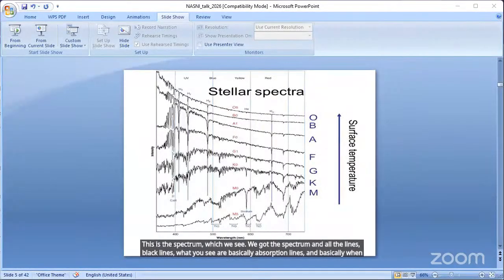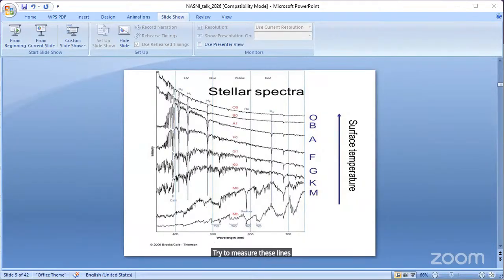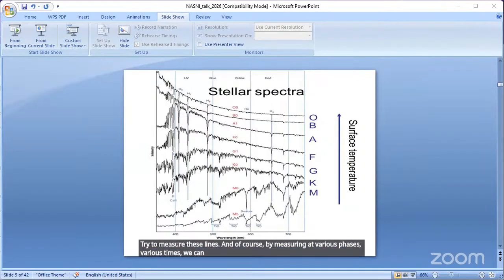When we do the spectroscopy, we try to get these lines, try to measure these lines. And of course, by measuring at various phases, various times, we can know much more information about the particles. This is the zoomed view.